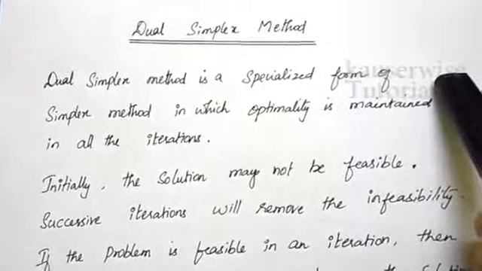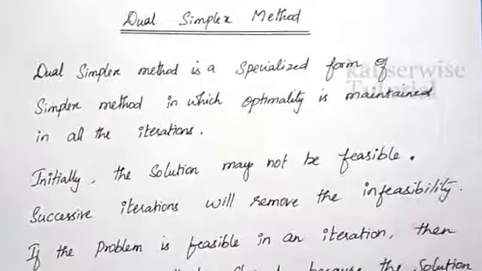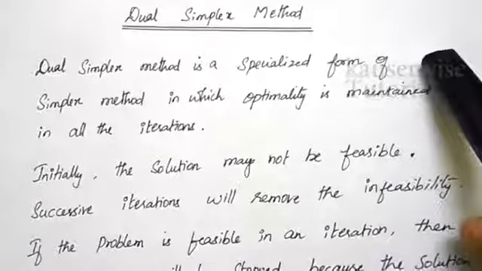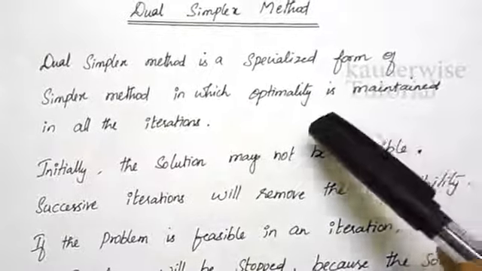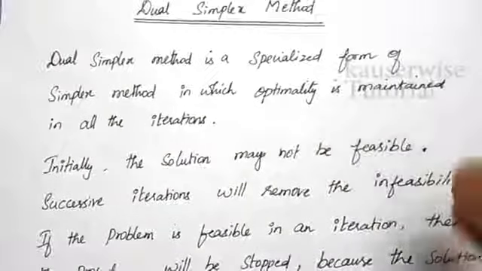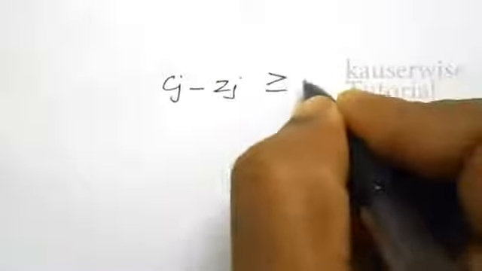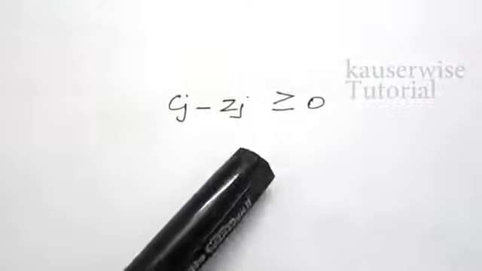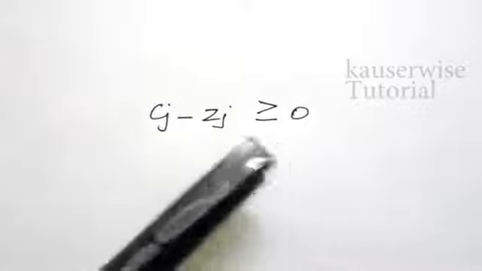In this video, we are going to see the dual simplex method. Dual simplex method means it is a specialized form of simplex method in which the optimality is maintained in all the iterations. For a minimization problem, the optimality condition is all the Cj minus Zj must be greater than or equal to 0, which means we have to get 0 or positive value. So if we get 0 or positive value, then the problem is optimal.